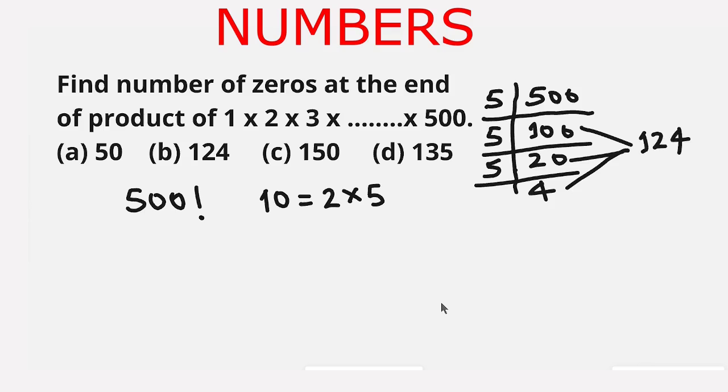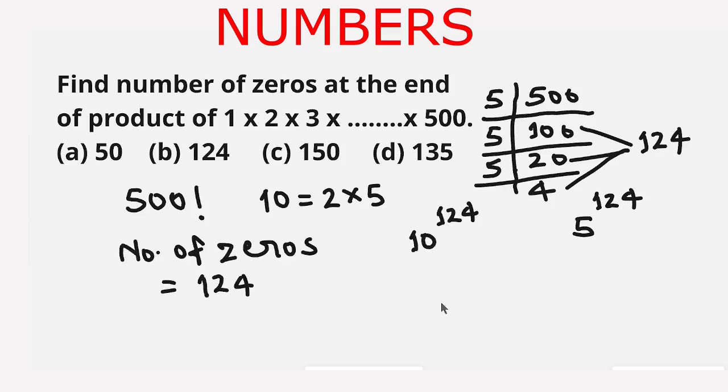So the power of 5 in 500 factorial is 124, and this will also be the power of 10 in 500 factorial. Therefore, the number of zeros is 124, and from the given options, our answer is option B, 124. I hope you have understood the method of solving such type of questions.